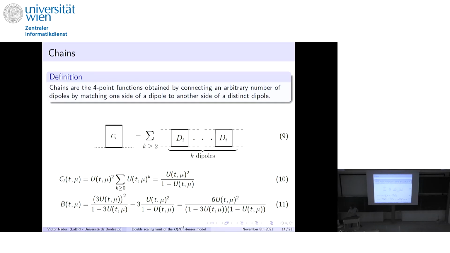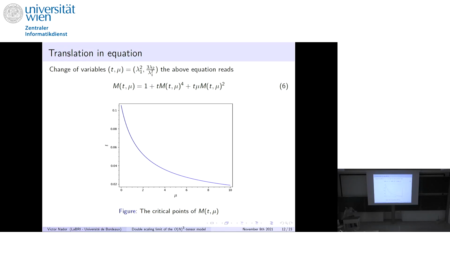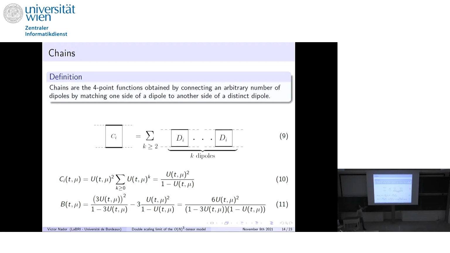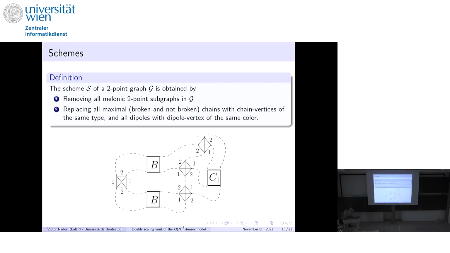Basically before, the only critical point I had was the one of M, and U was only a polynomial in M, so it had the same critical points. But now that I have U appearing in the denominators, I'm going to have new critical points either for U equal 1 or for U equal 1/3, which will be relevant for the rest of the talk. And so now I define schemes. Schemes are just a way to repackage infinitely many graphs of the same degree together in one combinatorial structure.